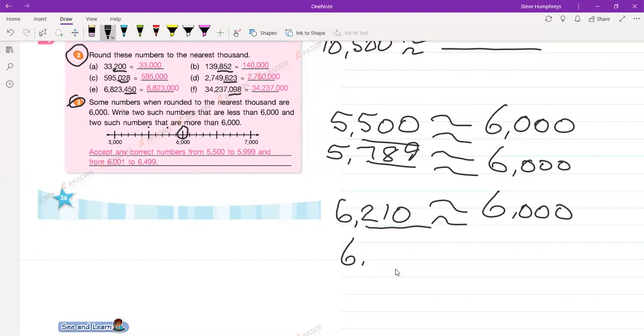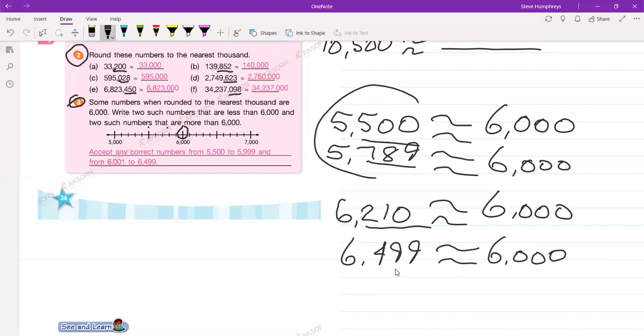And 6,499. I'll round that down to 6,000. Okay, so those are my two numbers I chose. Two numbers I will round up to 6,000, and these two numbers I'll round down to 6,000. Okay, those are all 6,000.